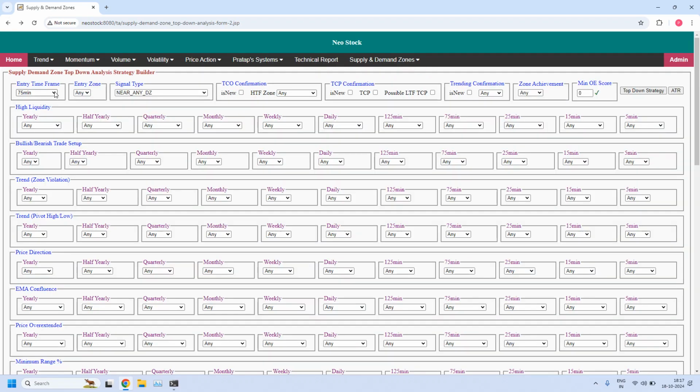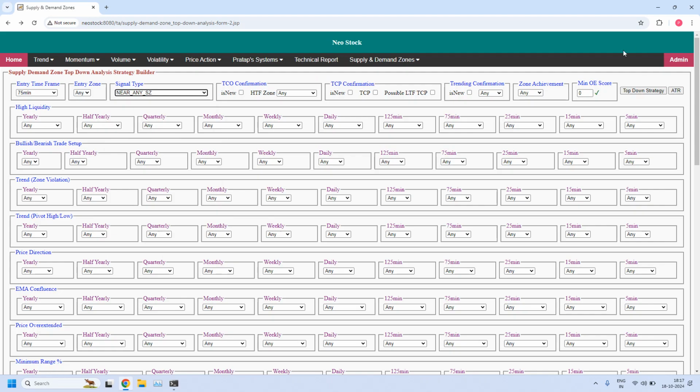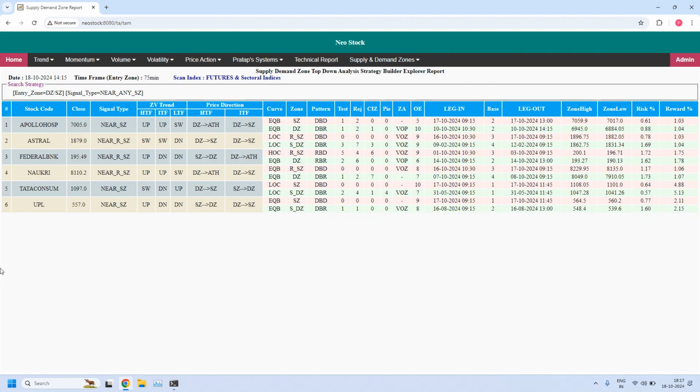Okay, next for 75 minutes time frame, let's find the stocks near 75 minute supply zone. 6 stocks are filtered. Let's identify high liquidity 75 minute supply zones from this list. Astral is having a high liquidity 75 minute supply zone. It is also having a high liquidity demand zone. You may get trade opportunities on either side.